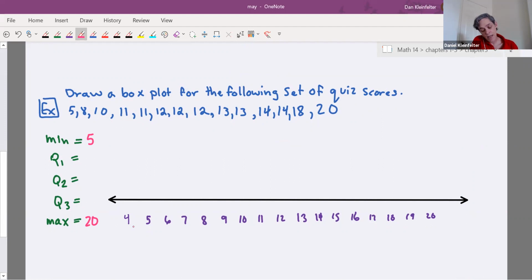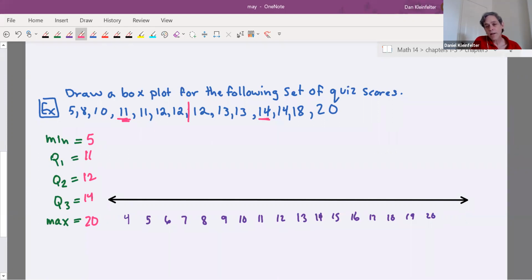That was easy. There are 14 values in our set of data. That means that 7 will be in the lower half and 7 in the upper half. Our median here looks like it is going to be 12. And then for the quartiles, the lower half has 7 values in it, so Q1 looks like it will be 11, and Q3 will be 14.